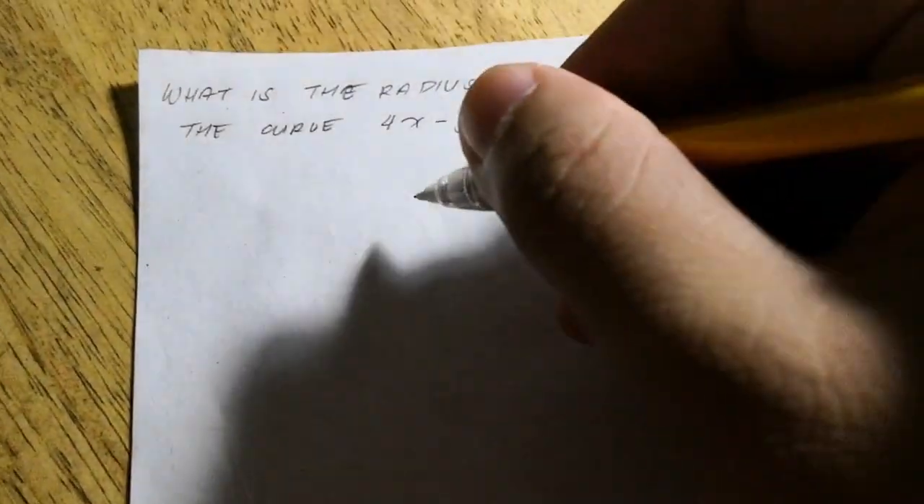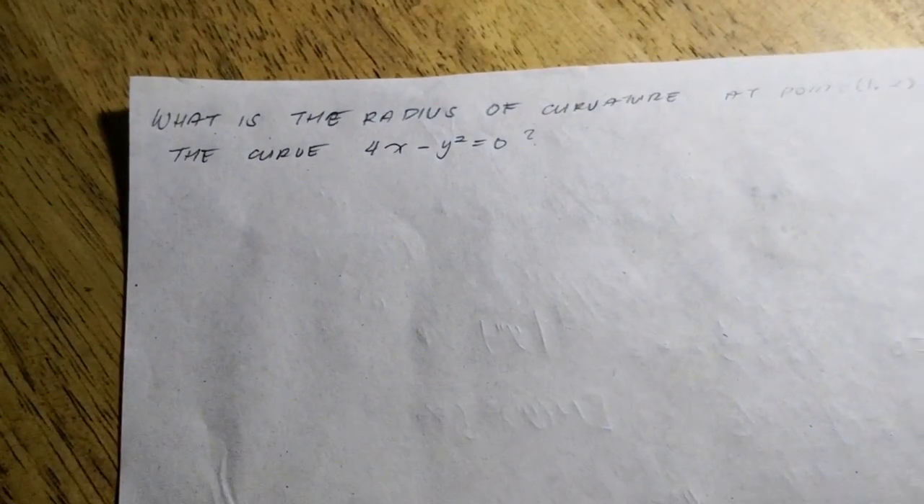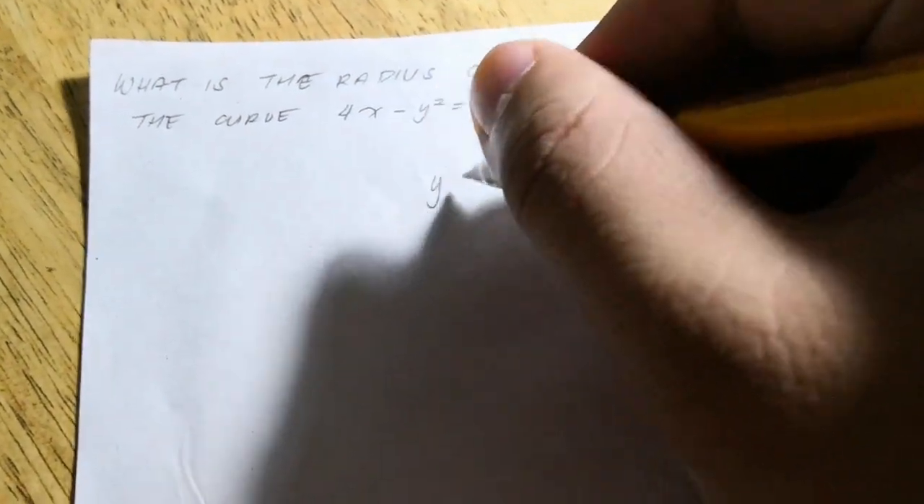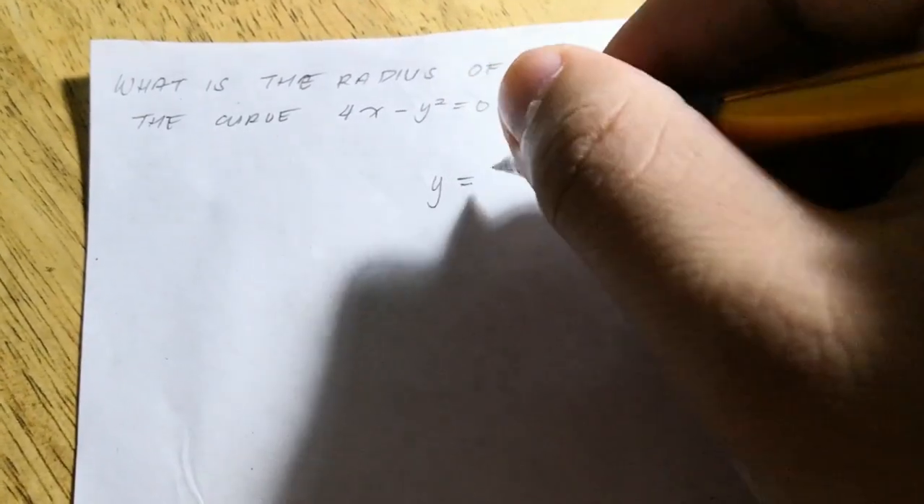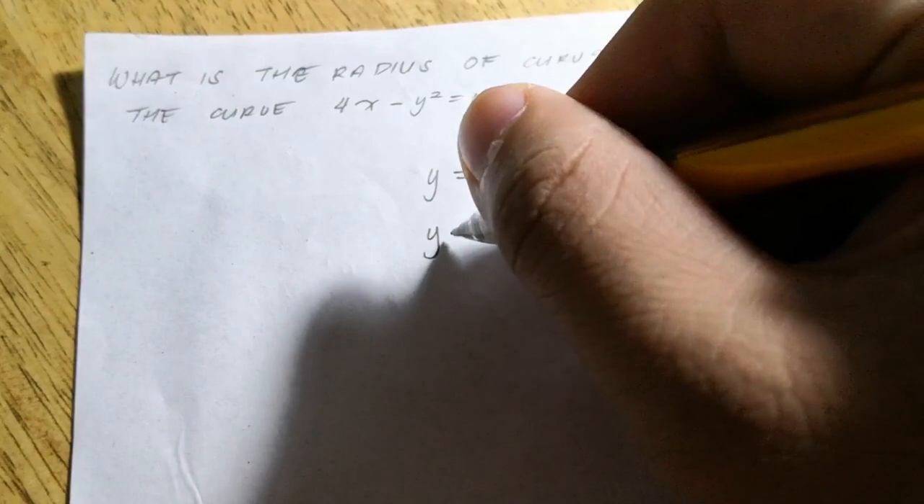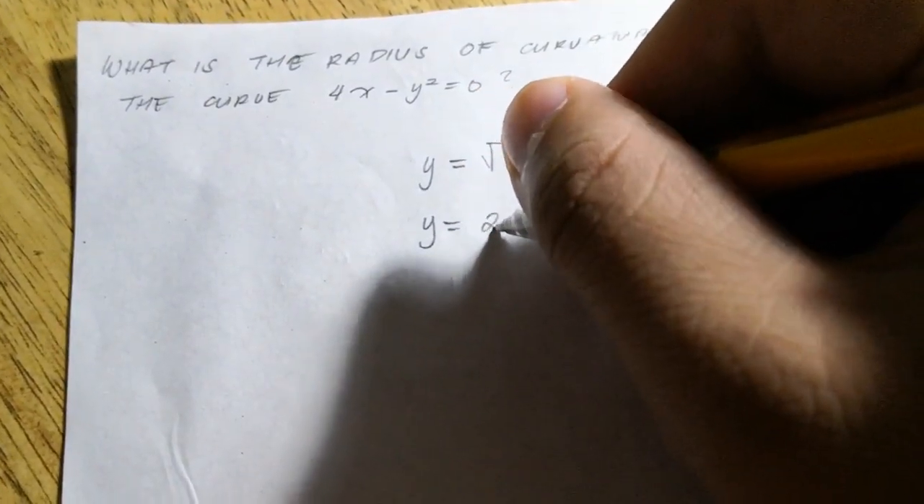What is the radius of curvature at point (1, 2) of the curve 4x minus y squared is equal to 0? So first, what we want to do is to express the function explicitly. So y is equal to the square root of 4x, or that is simply y is equal to 2 square root of x.